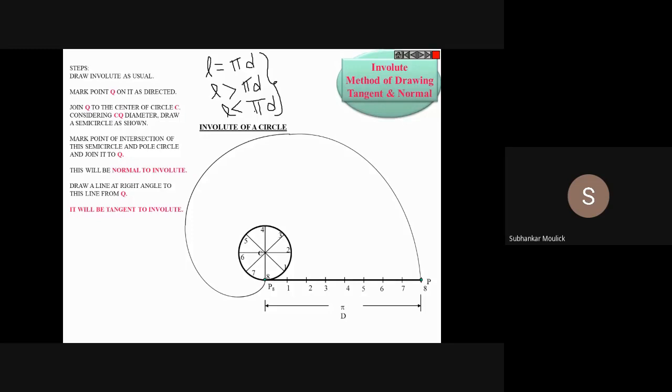I have taken the first case. So far we know how to get the involute curve, so this is your final involute curve. Now on this involute curve, at any point I need to draw a tangent and normal. How will I draw it? For that, let us take a point.